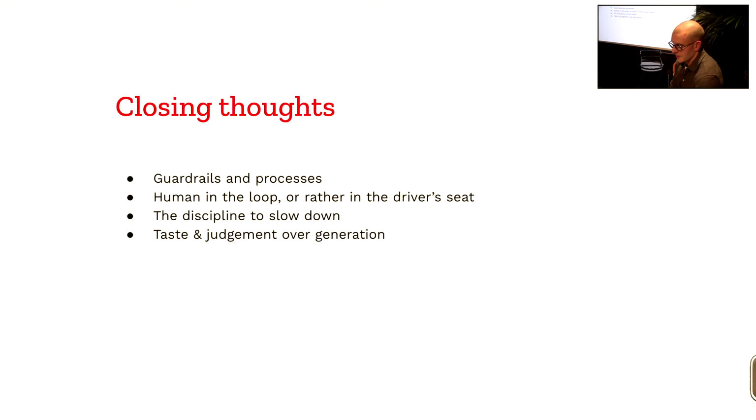So a few reminders. We need guardrails and processes that are best practices in our field. There's this term of human in the loop, but I'd rather see human in the driver's seat instead of just being part of the loop process. We need discipline to slow down when agents allow us to go very fast, and taste and judgment over generation, and generation means Gen AI in this sense.